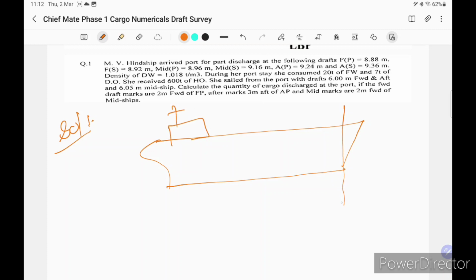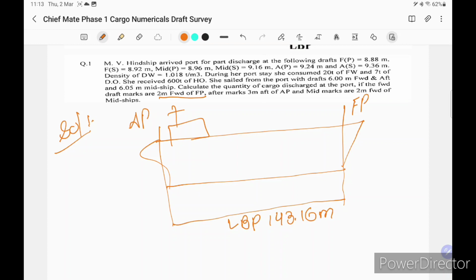Okay, so this is our forward perpendicular, this is our aft perpendicular. The distance between these is LBP, length between perpendiculars, which is 143.16 meters. Now in the question it is given, the forward draft mark is 2 meters forward of the forward perpendicular, so from here it is 2 meters.